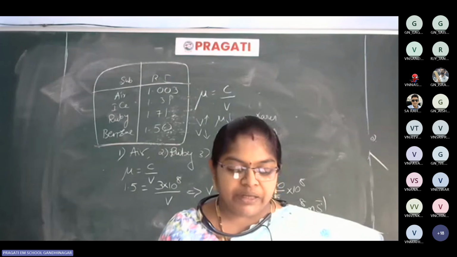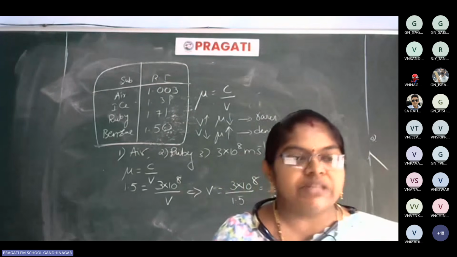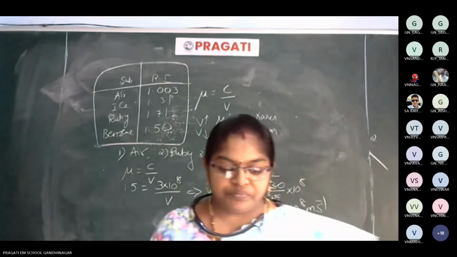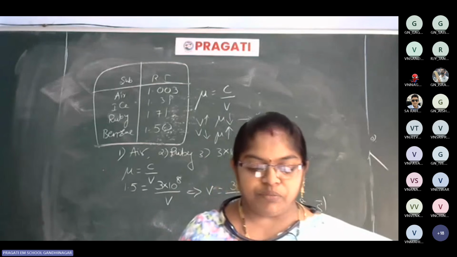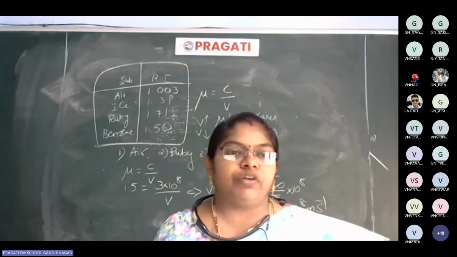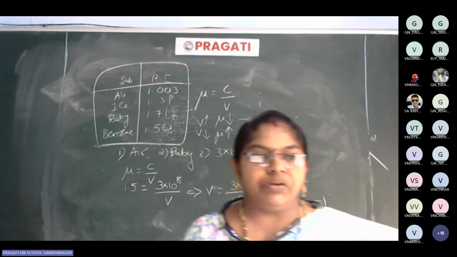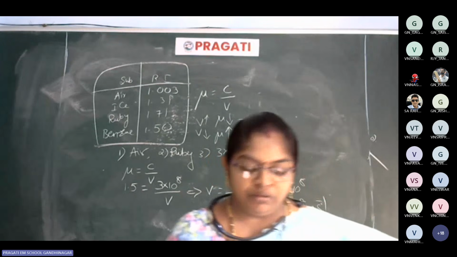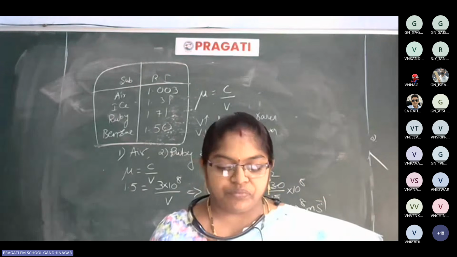What happens to a light ray that travels from denser medium to rarer medium? Denser medium to rarer medium. The light ray travels away from the normal. Okay.